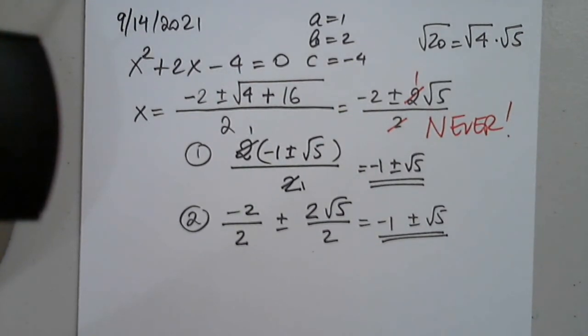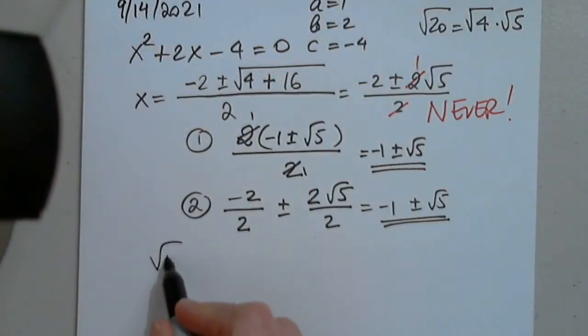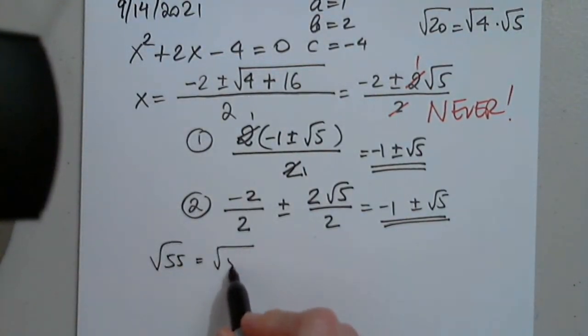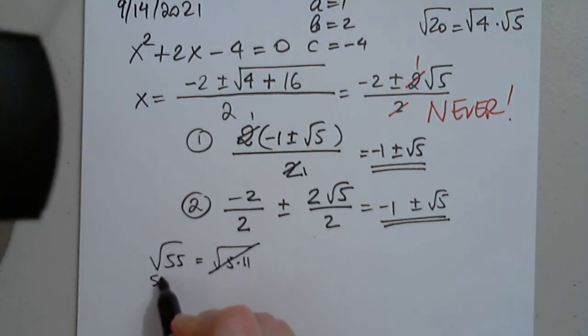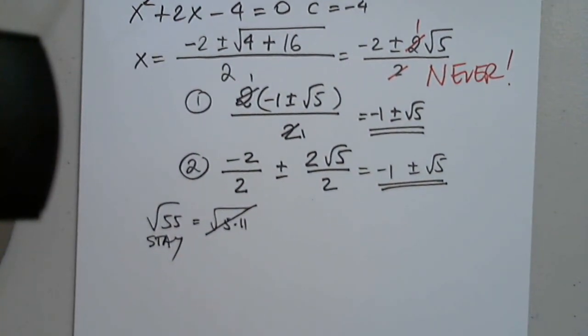What about like square root of like 55? Okay, very good. So the square root of 55, which is nothing else but the square root of 5 times 11, cannot be further simplified. This has to stay as is. Nice. Okay. Thank you.